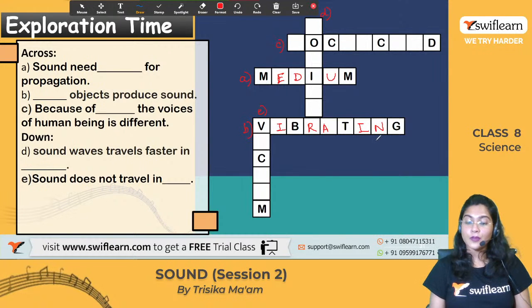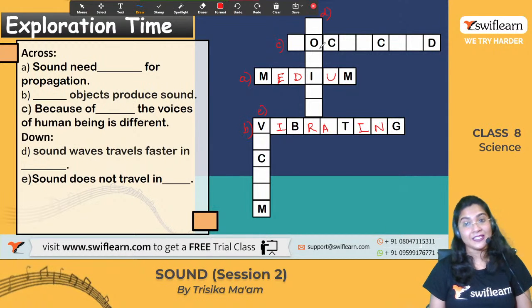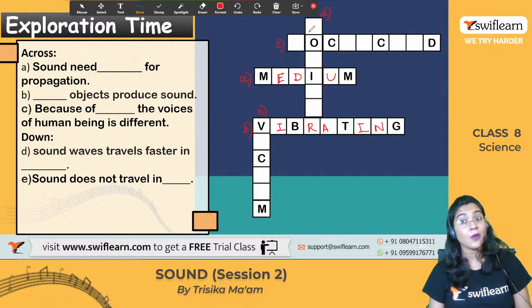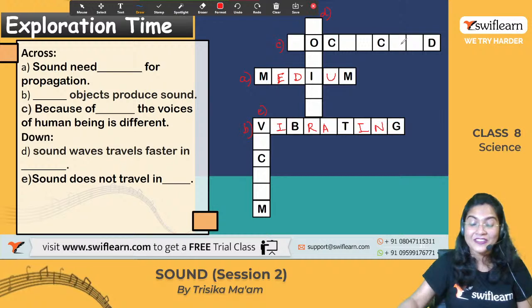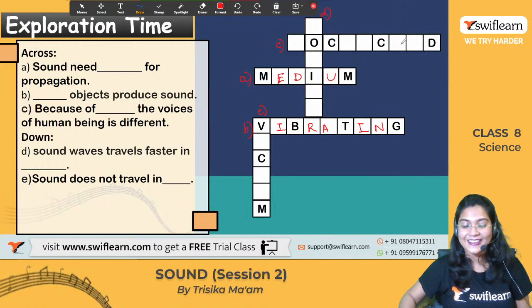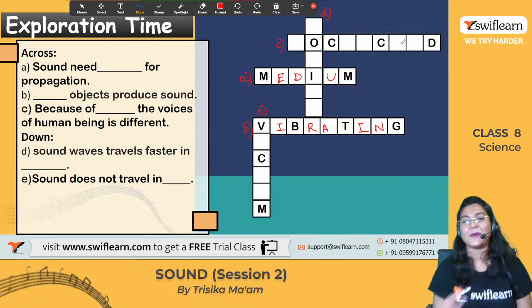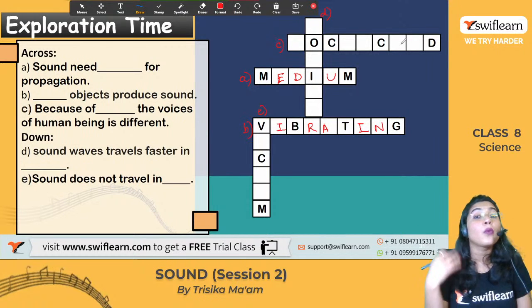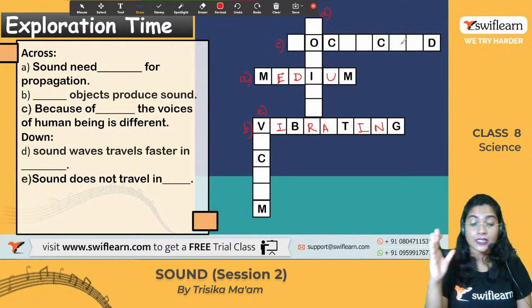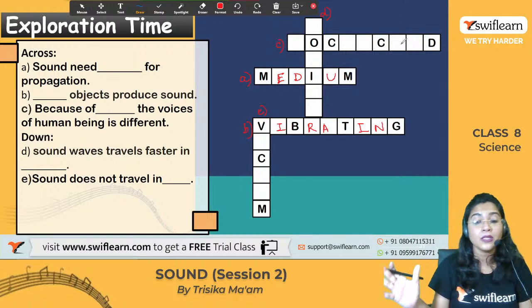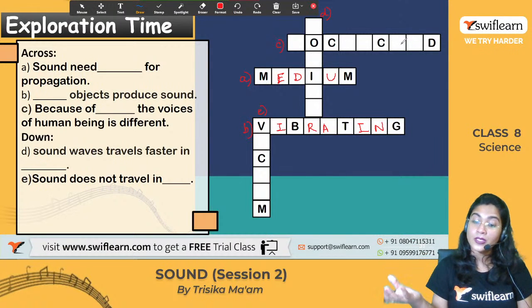Now, let's move on to C. Because of dash, the voices of human beings are different. Because of what are our voices different? Very good, Shivansh. You have given me the correct answer, vibrating. Okay, let's move on to the third one. Because of what are our voices different in men, different in women, different in children?